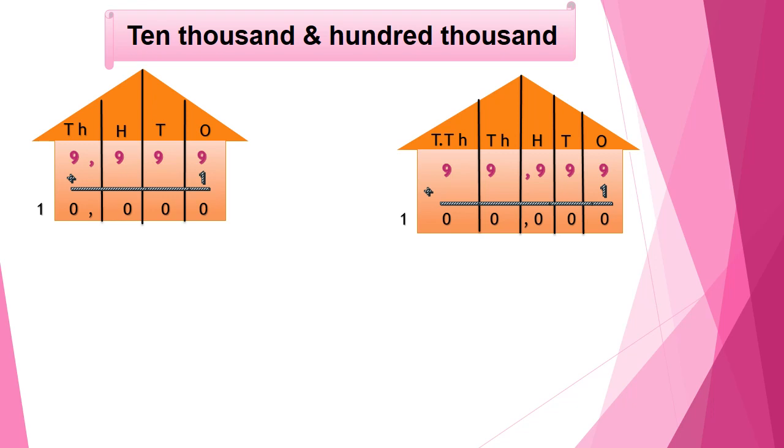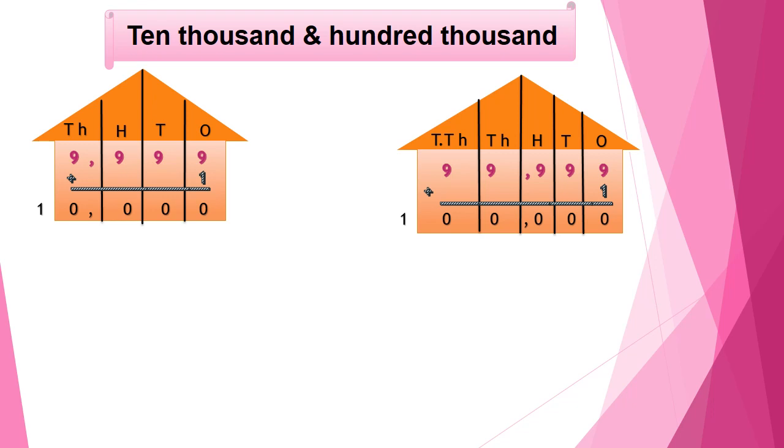So let's read this number. 99,999. We will read the thousand family first. 99,999. If we add 1, we will get a number which contains 6 digits.